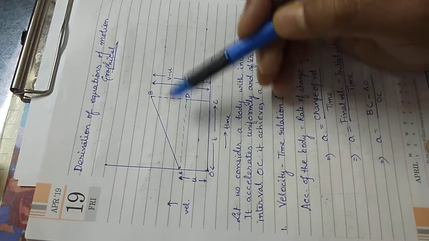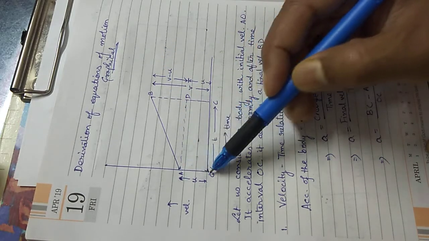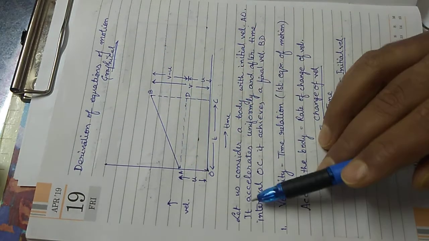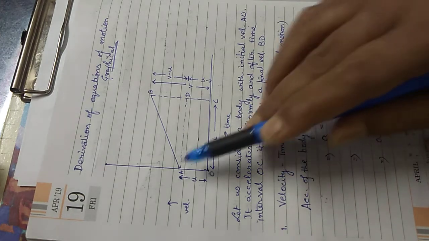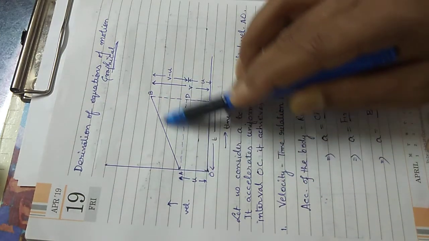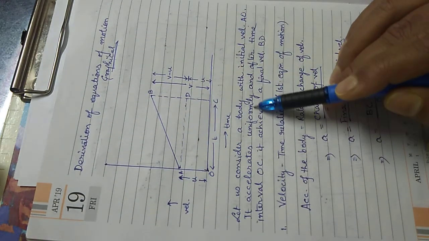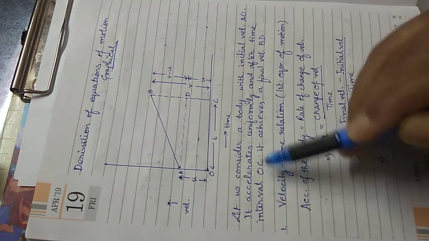It is a uniformly accelerating body. So the initial velocity is AO. Let us consider the body with initial velocity AO. It accelerates uniformly, since we have drawn a straight line. So it's uniform acceleration, and after time interval OC.